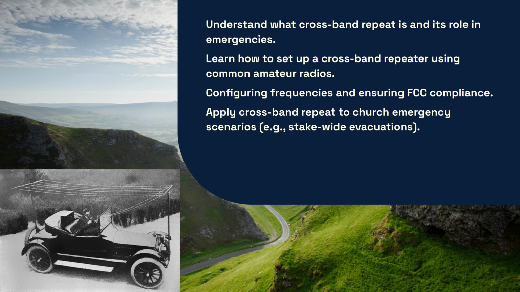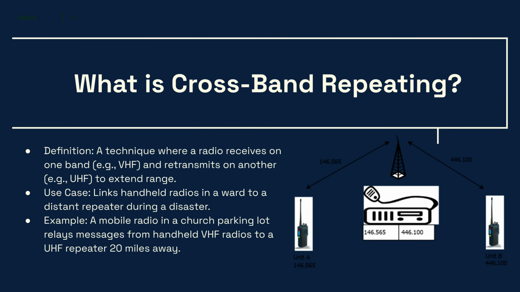Next slide, please. What is crossband repeating? Definition: a technique where a radio receives on one band, for example VHF, and retransmits on another, for example UHF, to extend range. Use case: links handheld radios in a ward to a distant repeater during a disaster. For example, a mobile radio in a church parking lot relays messages from a handheld VHF radio to a UHF repeater 20 miles away. This can bridge gaps in rural or obstructed areas.